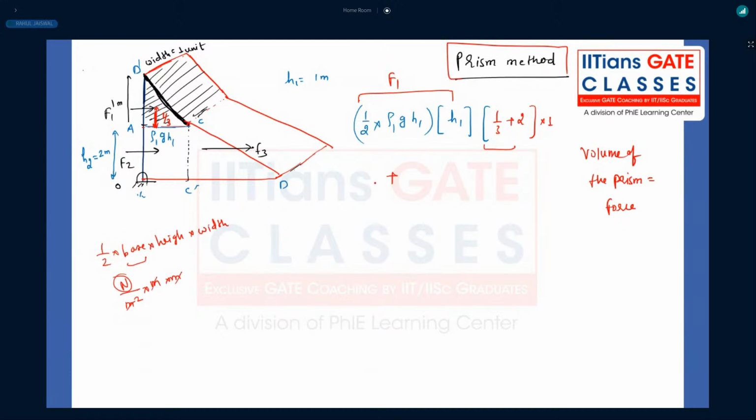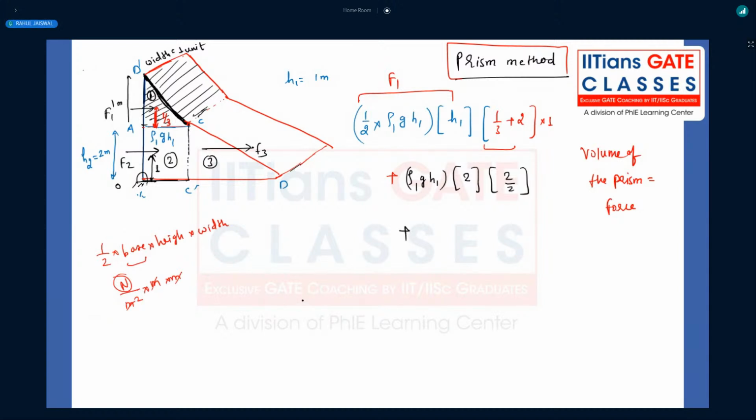Now, the second one will be the calculation of force F2. And how to calculate the force F2? This particular rectangular one, right? This is the first force. This is the third one, right? So this will be the second one. What is the value? Rho 1 G H1. Base height is 2 meter. Height is 2 meter. And exactly at what distance will it be acting? Exactly at the center of the rectangular one, right? From here to here.